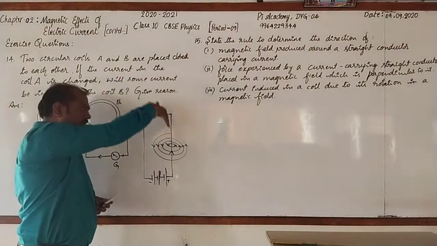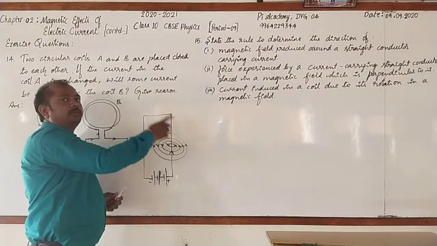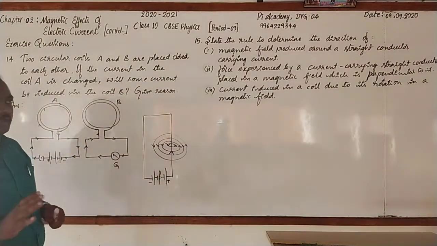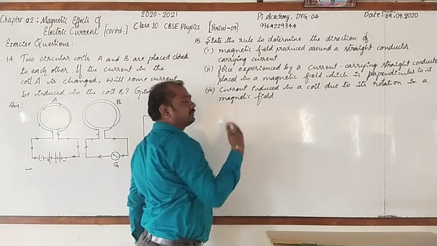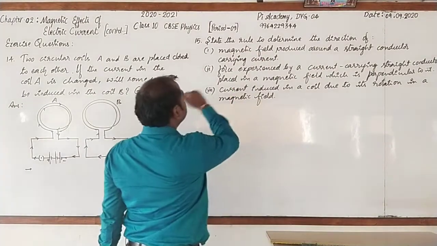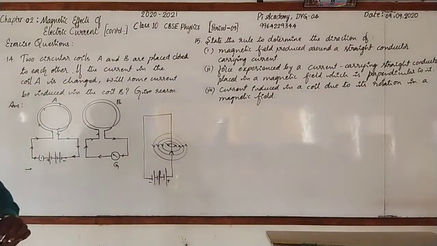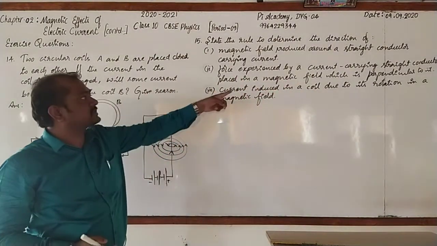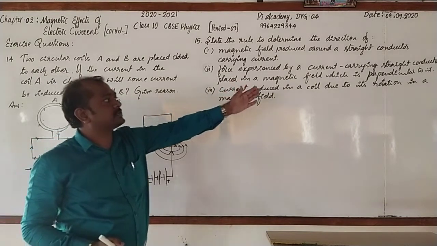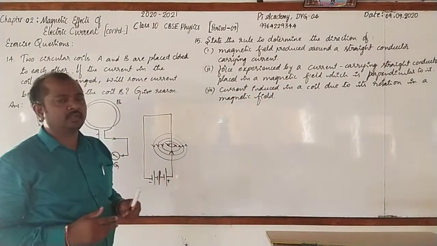If the current is flowing downward, it will be in the clockwise direction. Clear? First one is Maxwell's right hand rule. Then we have to write the statement. Second one, force experienced by a current carrying conductor placed in a magnetic field which is perpendicular to it.